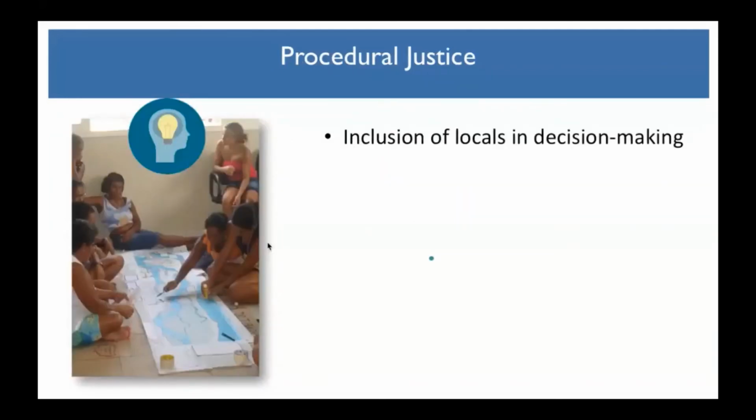When we talk about procedural justice, we are talking about actual inclusion of locals in decision-making. We're not talking about talking shops anymore. We want them to have their voice heard because they have their own knowledge, they have their own perspective, which may be very different from ours, but it's valid and it should be considered.